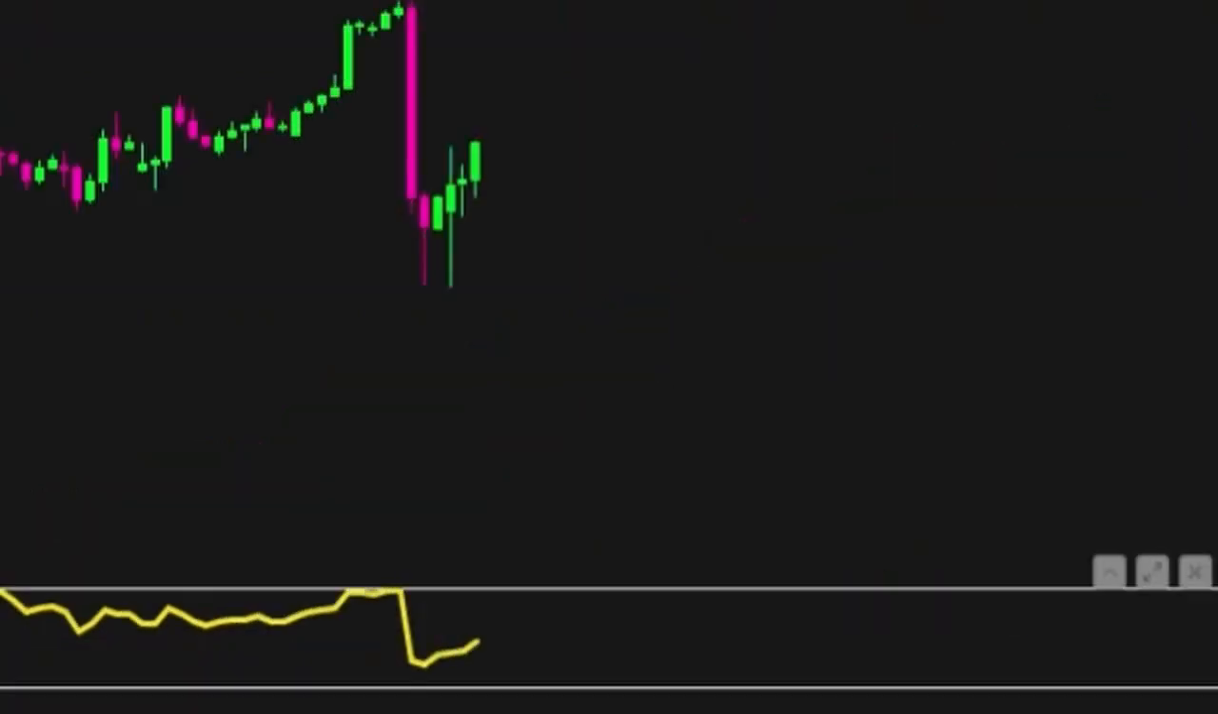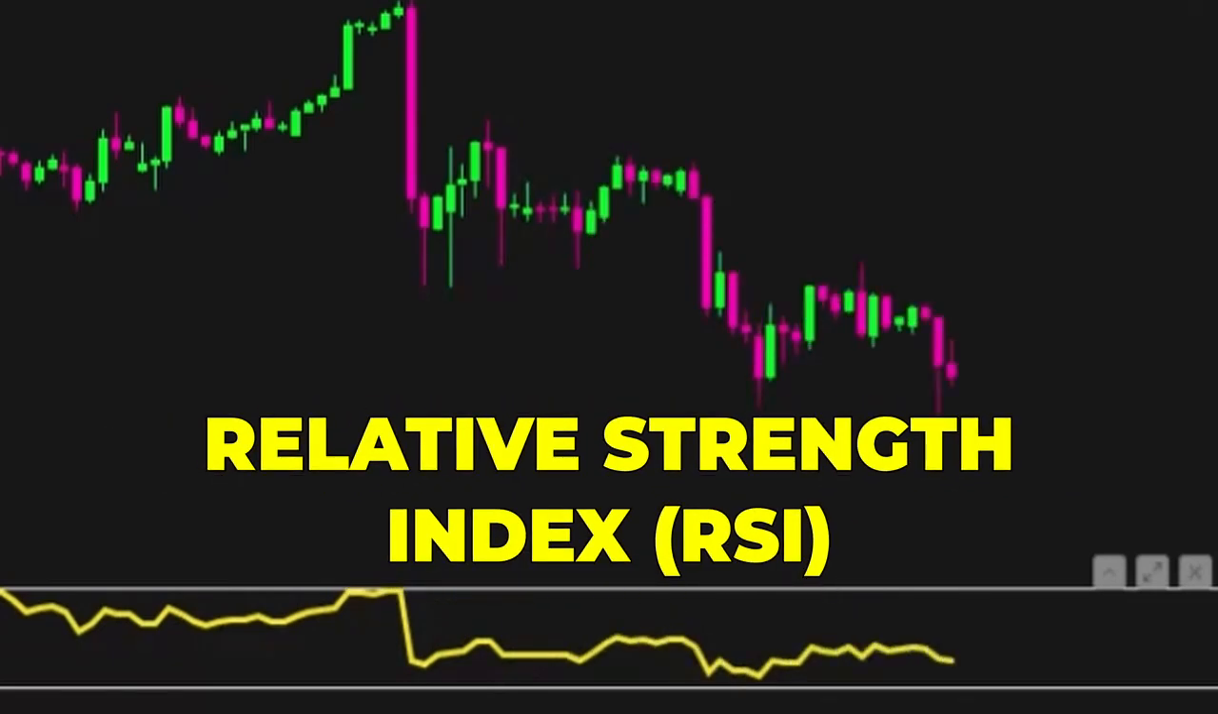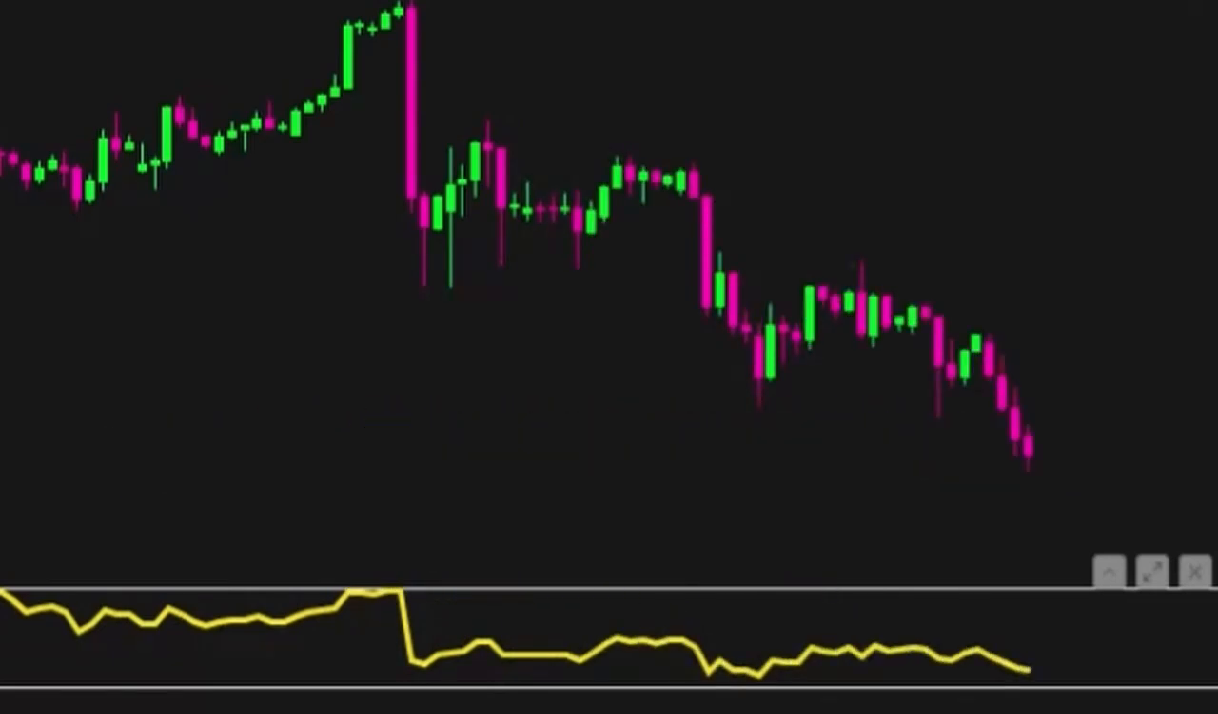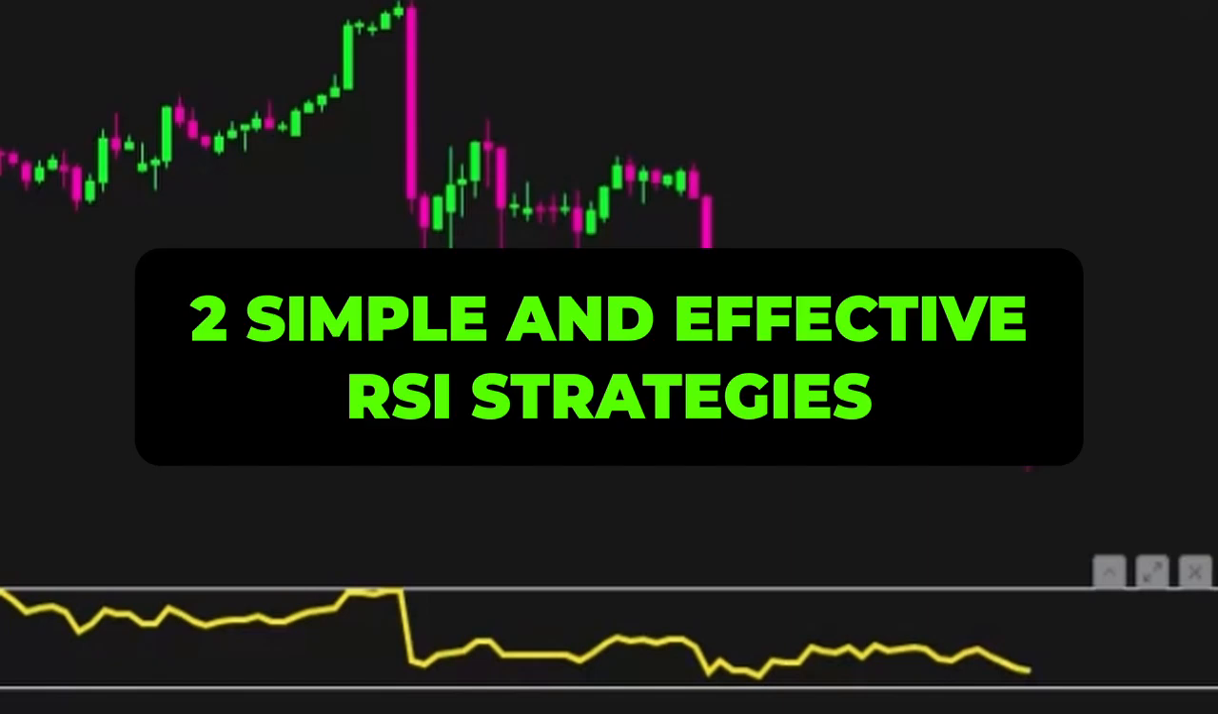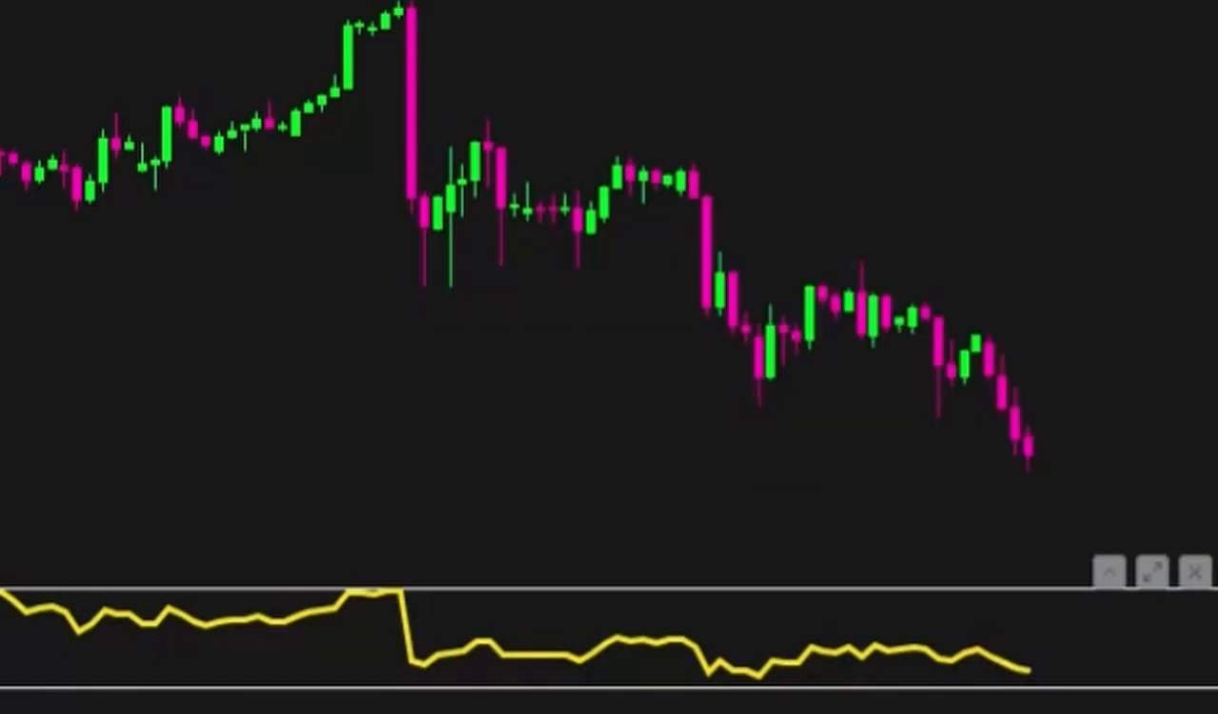So in this video, we would discuss one of the lagging indicators, which is Relative Strength Index, also known as RSI. The RSI is one of the most used indicators by the traders, and hence we would discuss the RSI indicator in this video, and at the end of the video, we would reveal the two simple and effective RSI strategies, which would help you in becoming a profitable trader.